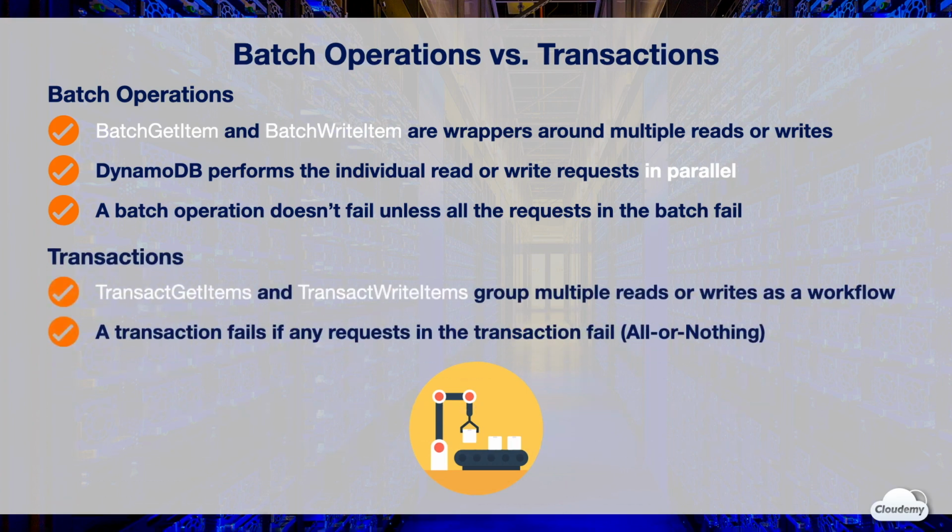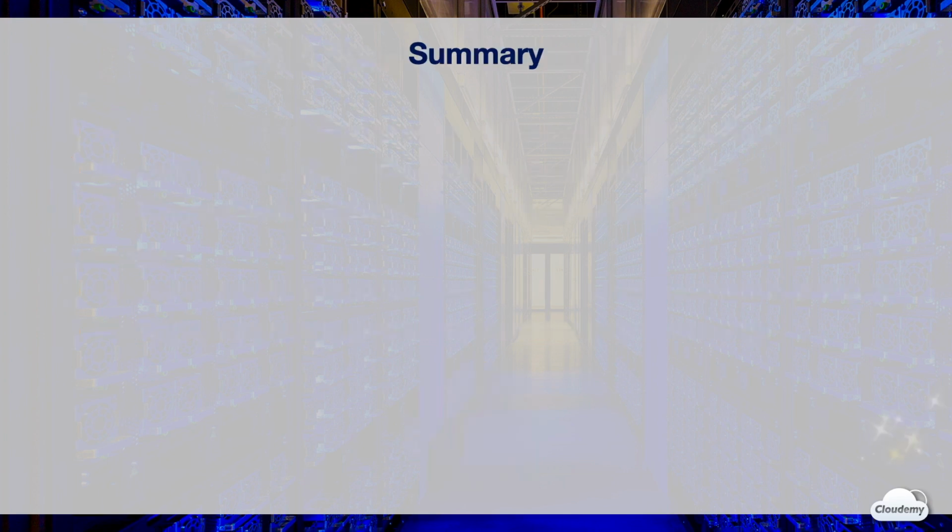DynamoDB transactions allow you to group multiple read or write operations as a workflow, using TransactGetItems or TransactWriteItems. Operations in a transaction are interdependent, as no partial transaction is allowed. A transaction fails if any individual request fails. DynamoDB processes the transaction as an all or nothing operation, so that all of the requests succeed or none of them succeeds. In this episode, we've learned different operations in DynamoDB.